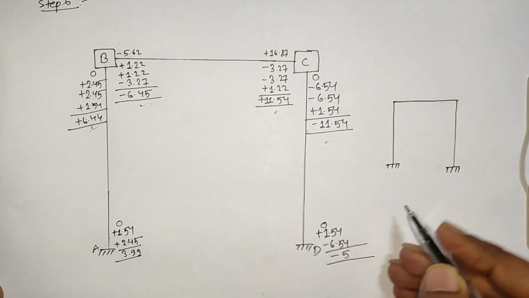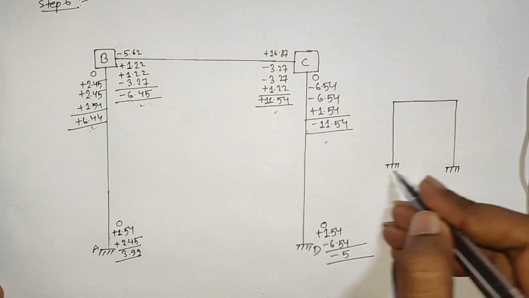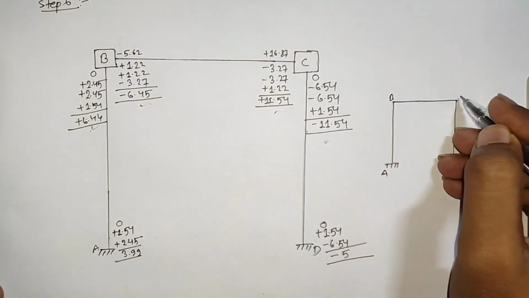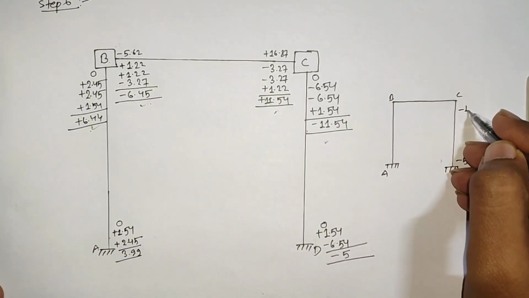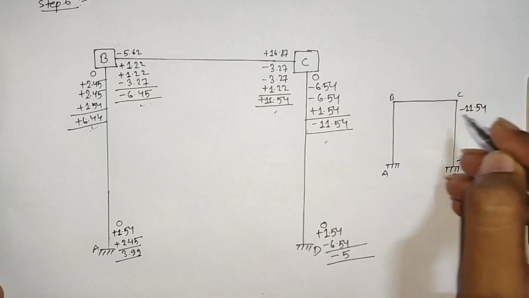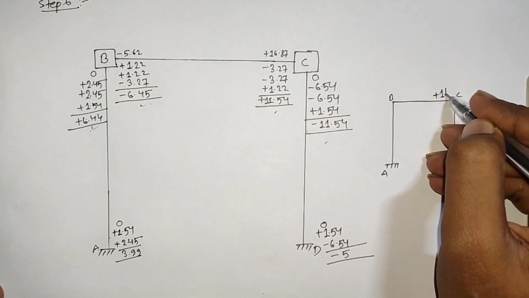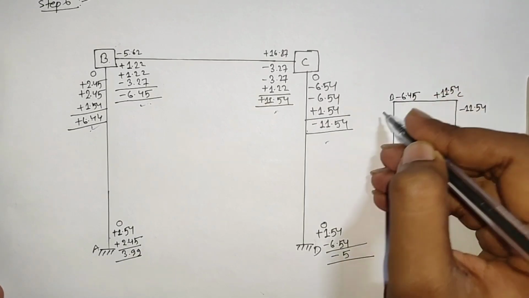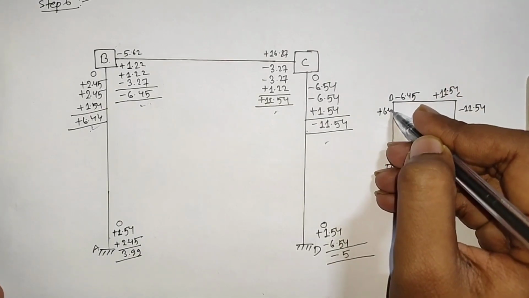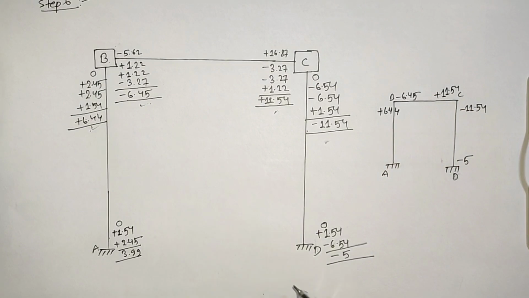And in step 7 you can represent the final moments at A, B, C, D: -5, -11.54, positive 11.54, -6.45, plus 6.454. Or you can leave it up to here also, it won't create any difficulty.